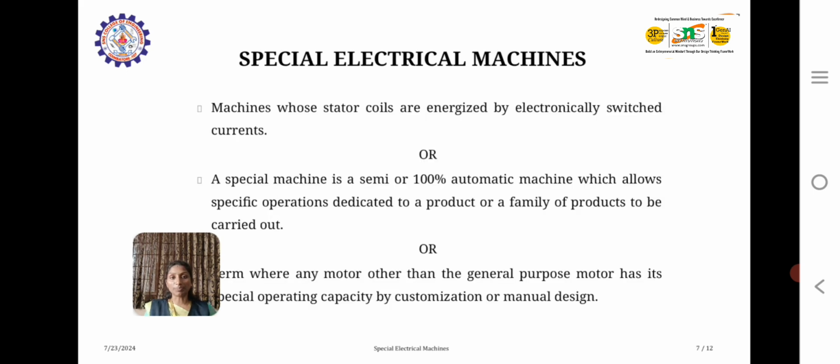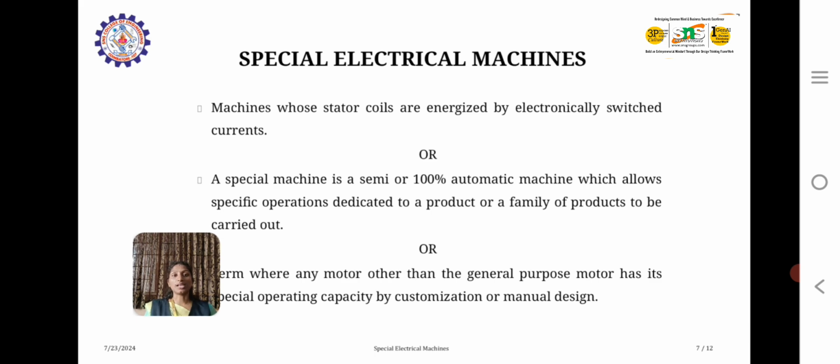Coming to special electrical machines, why we call it a special electrical machine is mainly because of the commutator. The commutator is the main part of a DC motor which rotates and produces a magnetic field. A machine whose stator coils are energized by electronically switched currents, we call a special electrical machine. So if a machine is electronically switched or electronically commutated, we call it a special electrical machine.